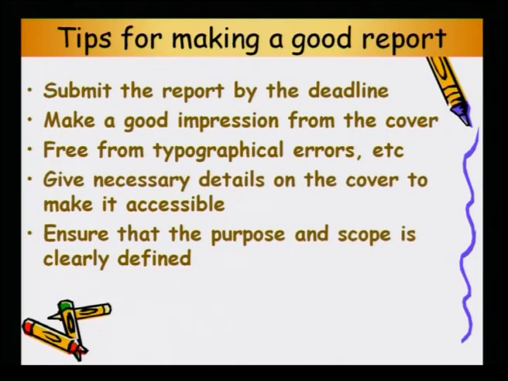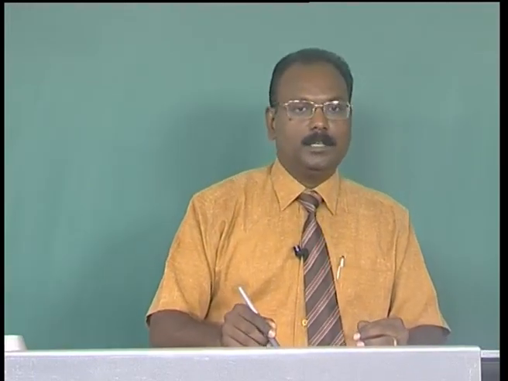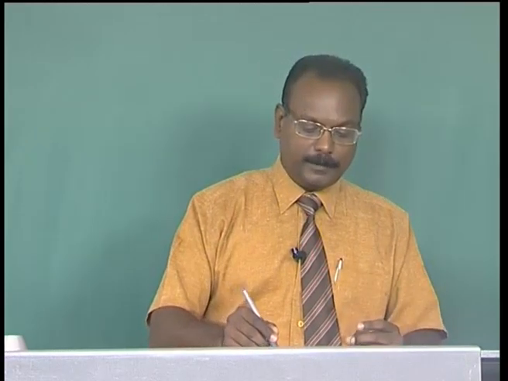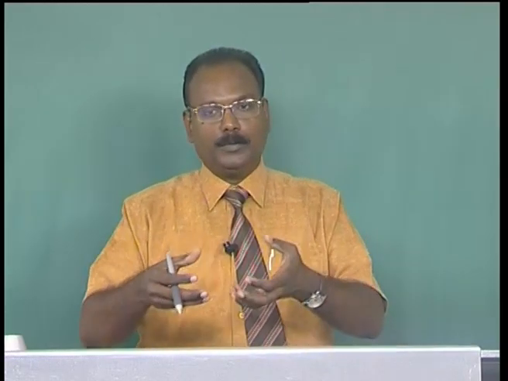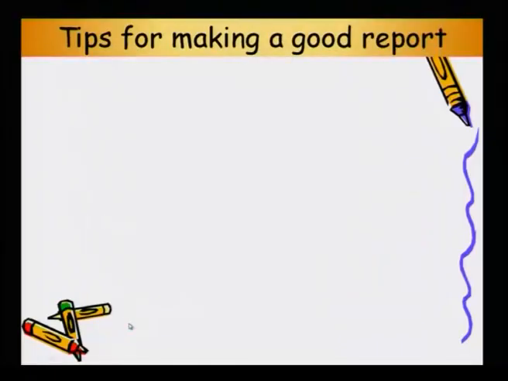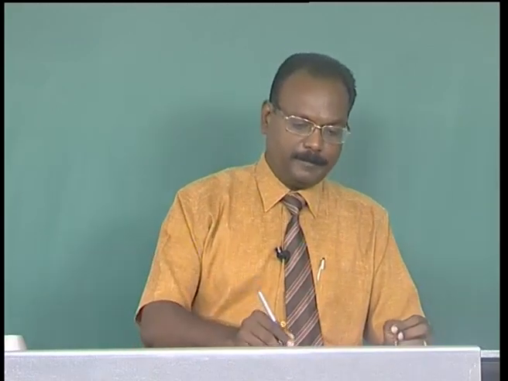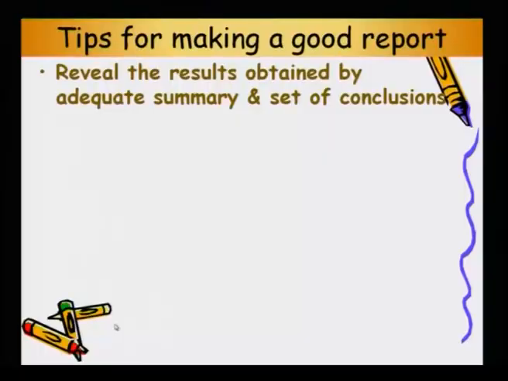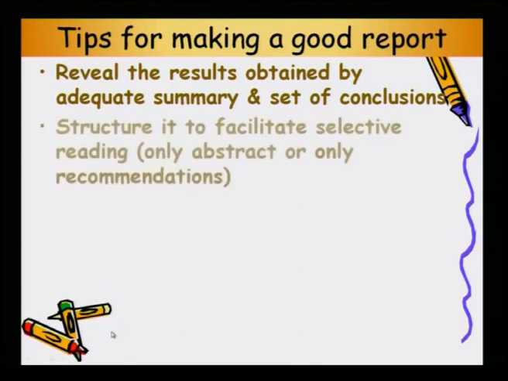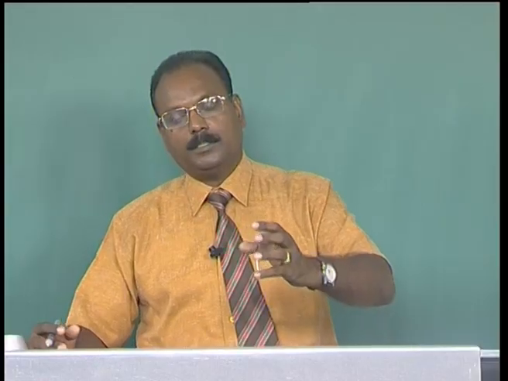Purpose and scope should be clear from the outset, and you should give all the important details on the cover itself to make it accessible. For example, if a librarian has to use your report, they should get all the details from the cover itself. They should not have to read the report. Give a substantial description of the body, that is, the main matter, and then reveal the results obtained with an adequate summary and set of conclusions, because some people will just go to the conclusions and recommendations.